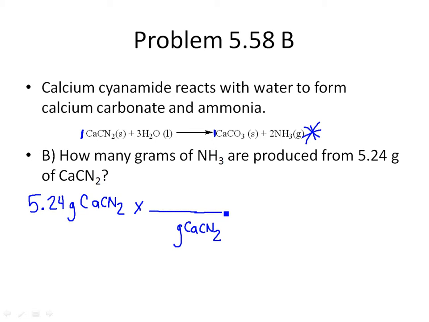The first thing we're going to do is add up the molar mass. If you look at your periodic table, calcium has an atomic weight of 40.08, carbon has an atomic mass of 12.01, and nitrogen 14.01, and there's 2 of those. So we're going to come up with about 80.11 grams. Every time we use the periodic table to come up with molar mass, this is based upon 1 mole. So we've converted from grams to moles.